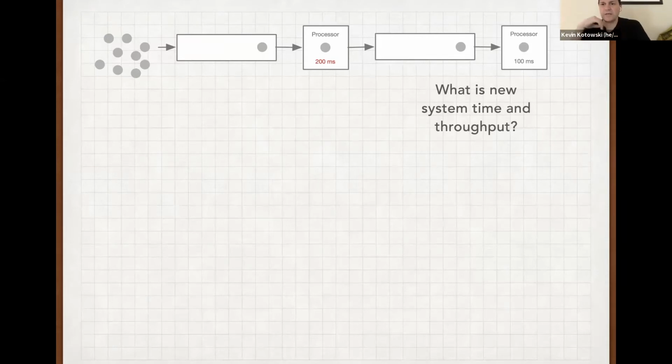Jack's got a good guess. System time, you're spot on. 200 milliseconds plus 100, you have to go through all of it. So you're going to have to wait the 300 milliseconds.